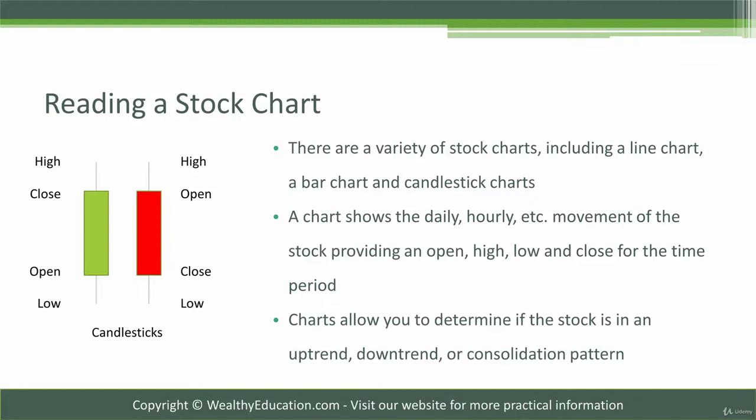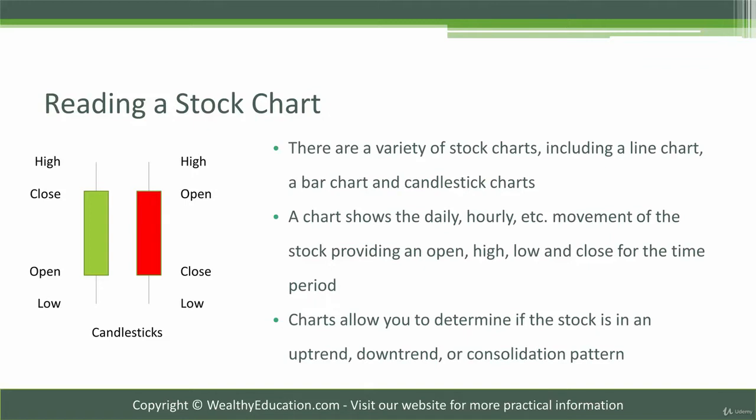Charts are important because they allow you to determine if the stock is in an uptrend, a downtrend, or a consolidation pattern, which basically means moving sideways between two prices. So let's talk a second about the candlesticks on the left. We'll have two types of candlesticks, a red candlestick and a green candlestick, and these will be the predominant candlesticks on a candlestick chart. You can have a candlestick which is neither red nor green, which basically means the stock opened and closed at the same price for the day.